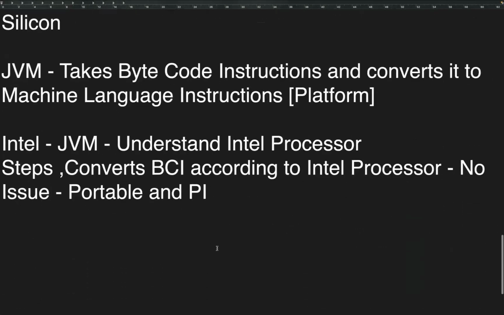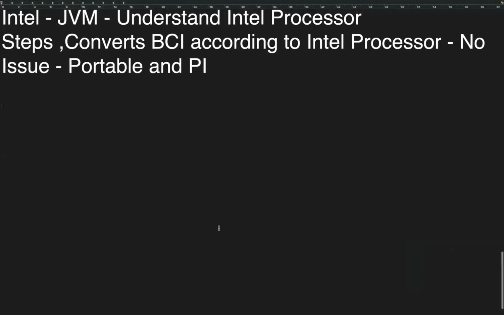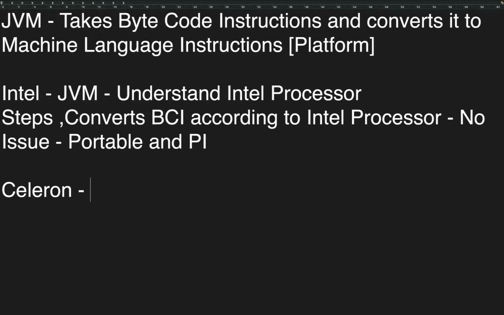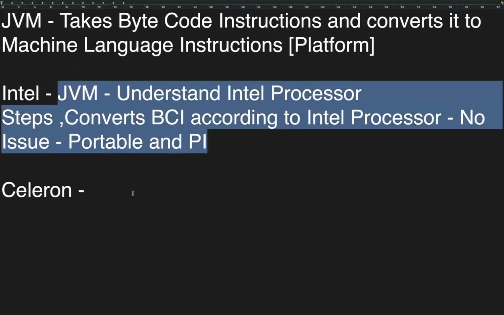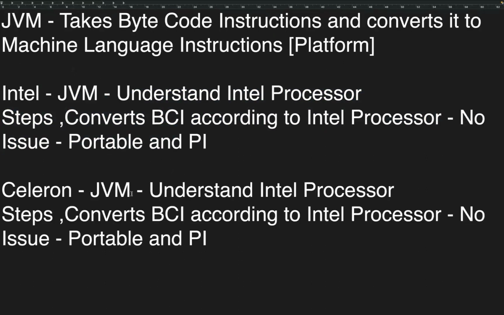Now we can take one more processor here, a Celeron processor. You have developed the same program. Now the JVM comes into the picture, because once you compile your program, it generates bytecode instructions. The JVM takes those bytecode instructions and converts them into platform-understandable machine language instructions. Okay, so now understand the Celeron processor.